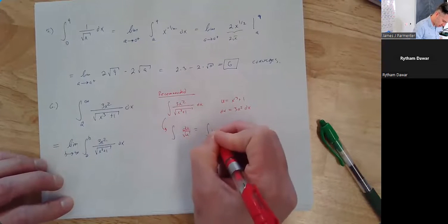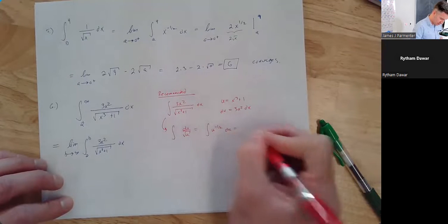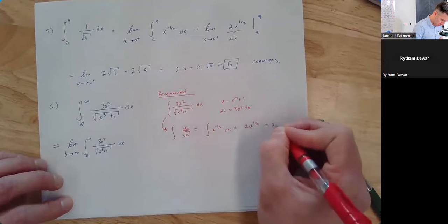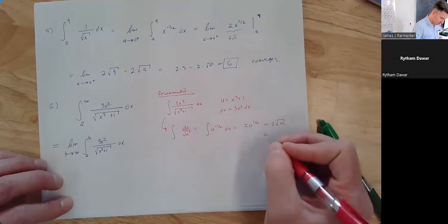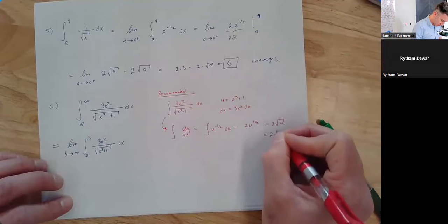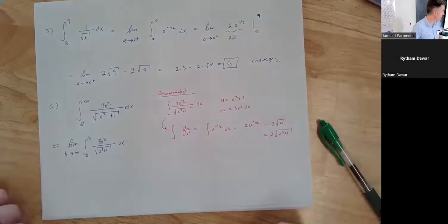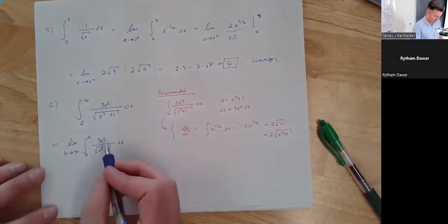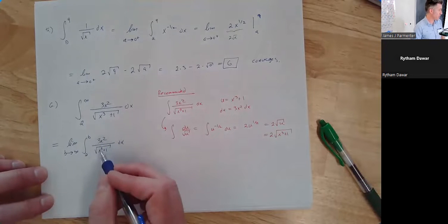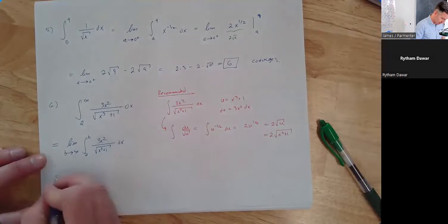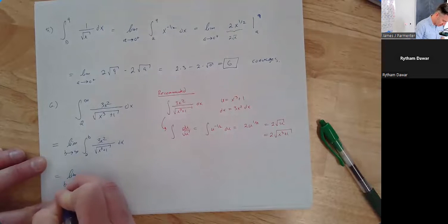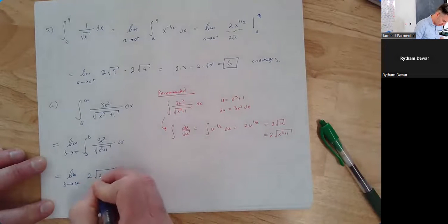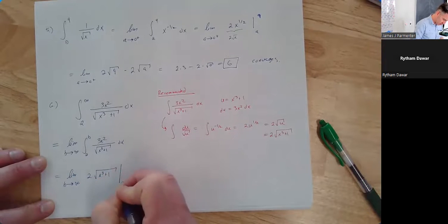Or if you prefer, u to the negative 1/2 du, which integrates as u to the 1/2 over 1/2, or 2 square roots of u, which then, replacing u with x cubed plus 1, is 2 square roots of x cubed plus 1. That's what I would do, because then I can just go back and say, okay, great. Now I know how to find the antiderivative of 3x squared over the square root of x cubed plus 1. And I'm going to get the limit as b goes to infinity of 2 square roots of x cubed plus 1 from 2 to b.